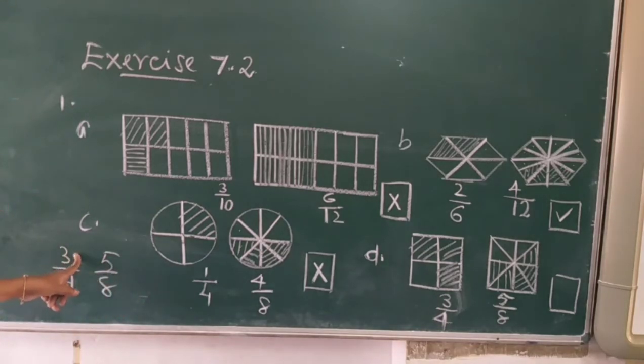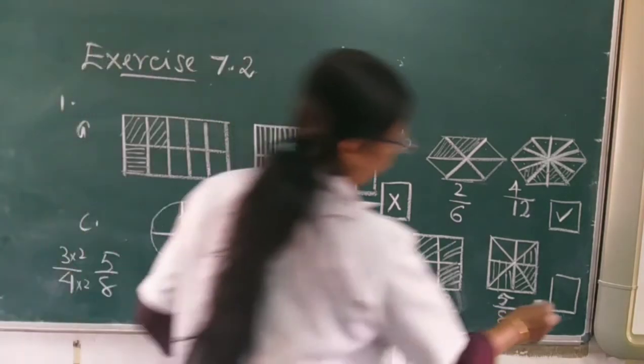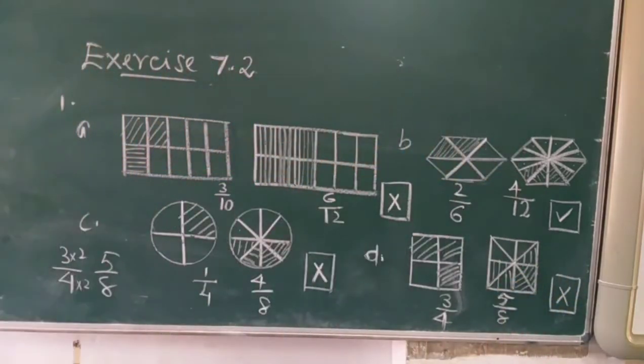Okay. Here we can multiply the denominator. Now 3 into a number is not 5. 3 and every number multiply we don't get 5. So let's just try with 2. 4 into 2 is 8. Then that same number 2. Now 3 into 2 is 6, not 5. That means these two are not equivalent fractions. So we can put wrong. Understood, children?